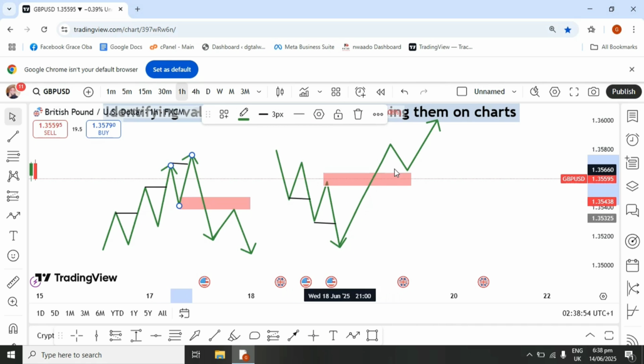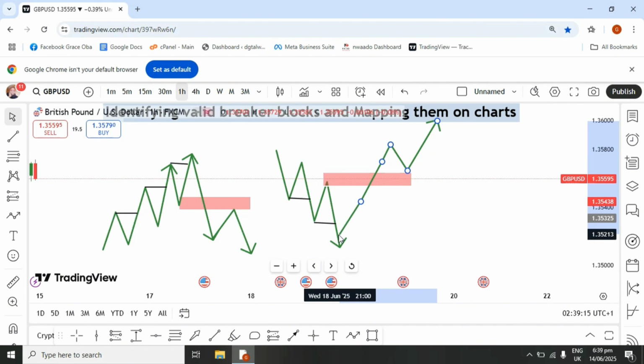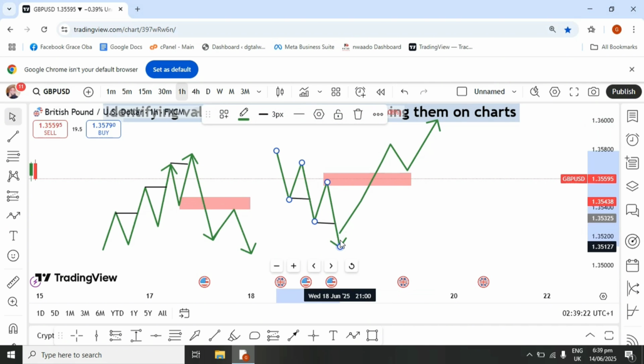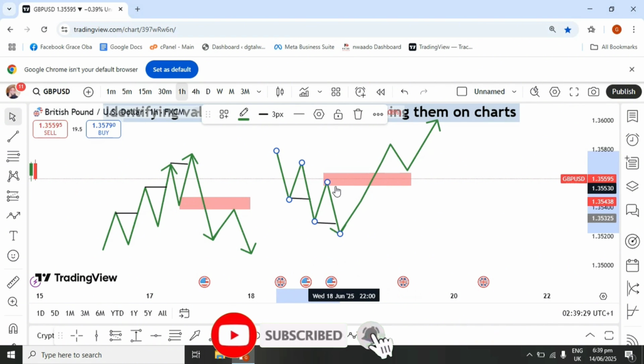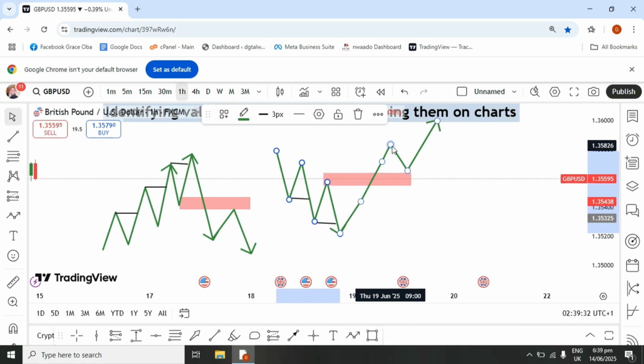Same thing is applicable to this section, whereby there's a sweep in liquidity from this area, price breaking off from this low, sweeping off the liquidity from here, breaking above this low, then disrespecting this other block and rallying up. So let's quickly identify breaker blocks in charts.